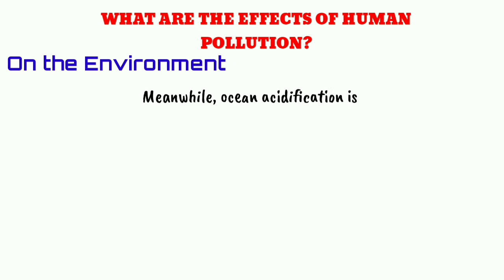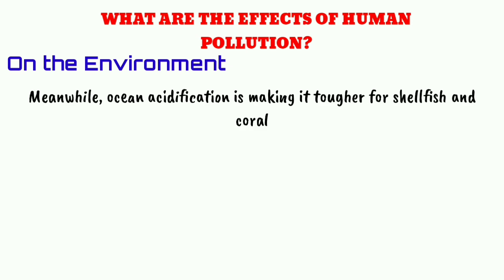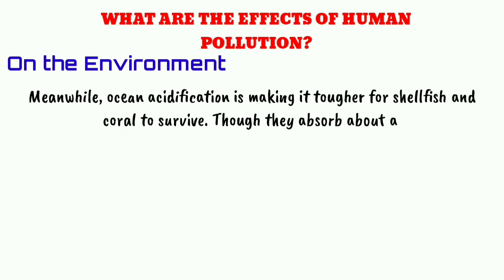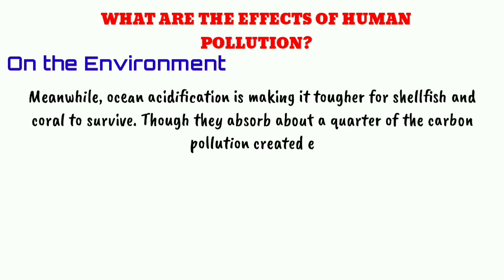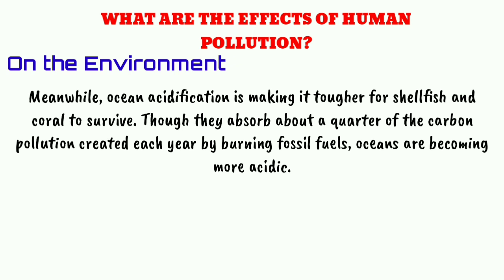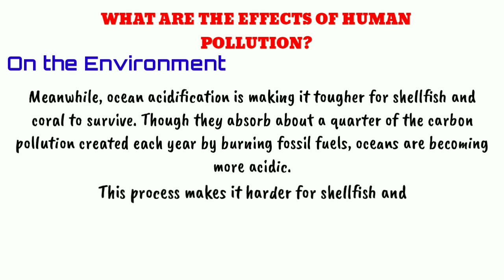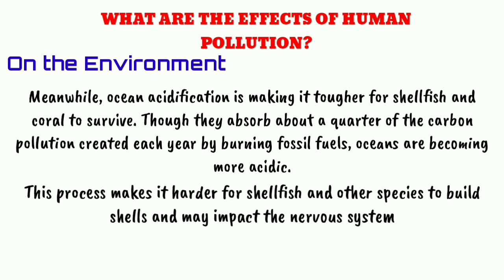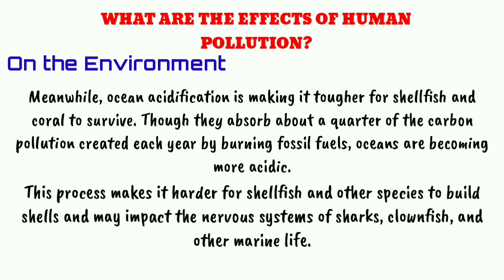Meanwhile, ocean acidification is making it tougher for shellfish and coral to survive. Though they absorb about a quarter of the carbon pollution created each year by burning fossil fuels, oceans are becoming more acidic. This process makes it harder for shellfish and other species to build shells and may impact the nervous systems of sharks, clownfish, and other marine life.